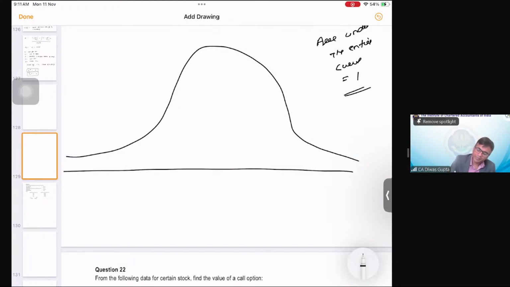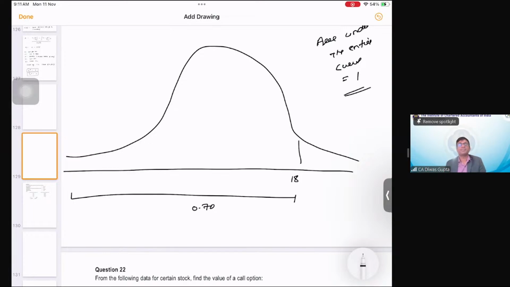There is one more thing. Let's say 18 was the number that we were trying to calculate the probability for, right? So for that 18, let's say the probability is 0.70. So the probability that the number will not be 18 will be 0.3. Correct? So in totality, it will become 1, because again the probability is always 1. Clear?